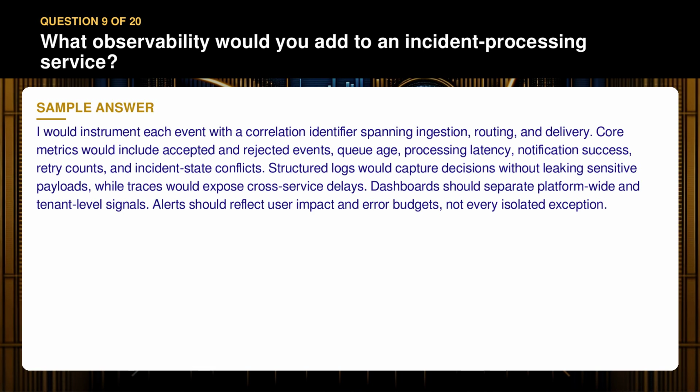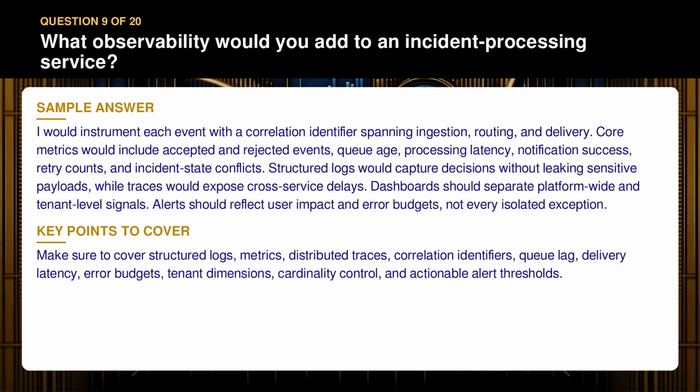Dashboards should separate platform-wide and tenant-level signals. Alerts should reflect user impact and error budgets, not every isolated exception. Make sure to cover structured logs, metrics, distributed traces, correlation identifiers, queue lag, delivery latency, error budgets, tenant dimensions, cardinality control, and actionable alert thresholds.